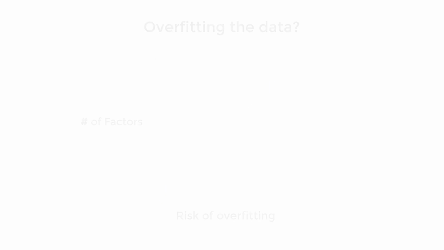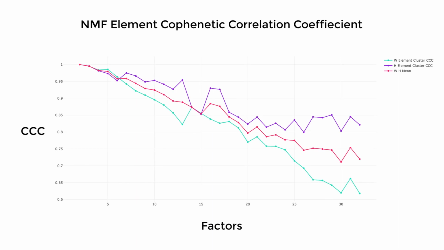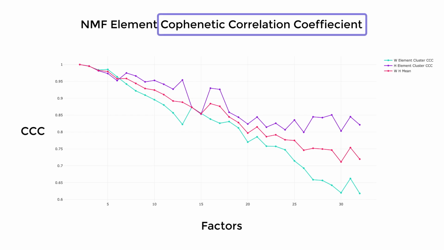Another consideration when choosing the number of factors is the stability of the decompositions. In other words, for a given number of factors, how often does a single sample end up being clustered into the same factor? This stability, or cophenetic correlation coefficient, is high when samples are consistently clustered into the same factors over a given number of permutations.